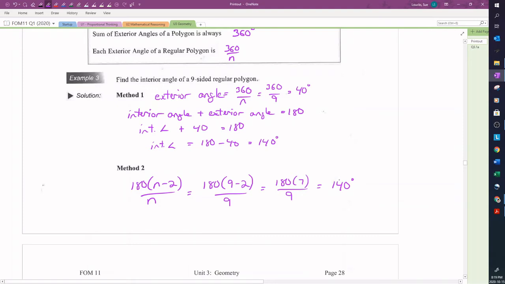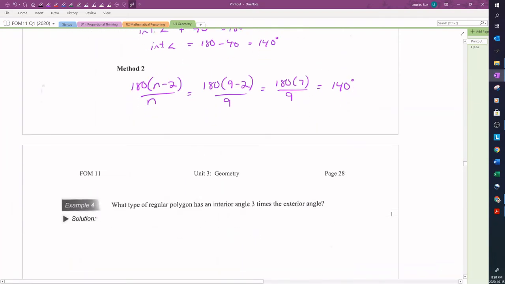Okay. And you can use whichever method you like. I personally prefer method 1 because I don't have to memorize a formula for that. I just have facts. I know that all of the exterior angles are going to add up to 360, and if I have 9 of those, I can divide it and I get 40, and then I know that the interior plus the exterior equals 180, so I just subtract the 40. The formula is probably easier to use, but then I have to remember the formula, and I hate remembering formulas, so that's just my own personal bias.